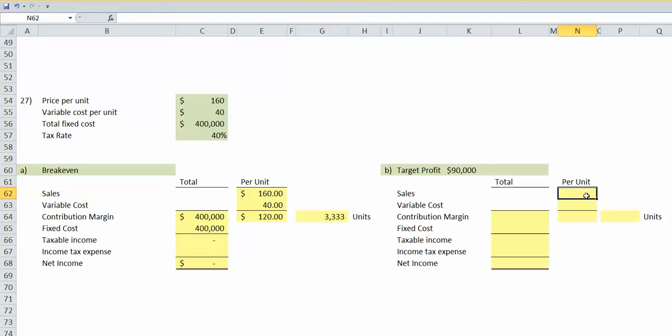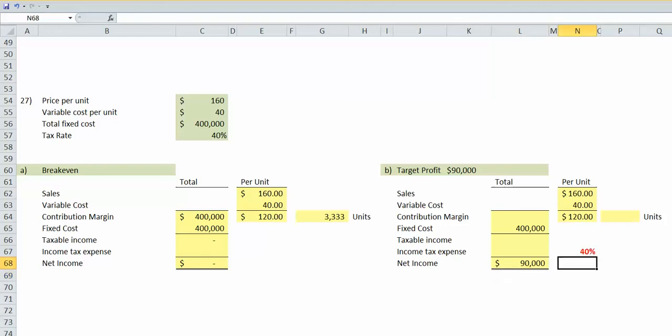Again, let's pick up our basic information. Our selling price of 160 per unit, our variable cost of 40 per unit, which means our contribution margin per unit was the 160 minus the 40, or $120. Our fixed cost was 400,000, and we want to have a target net income, we're told, of $90,000.